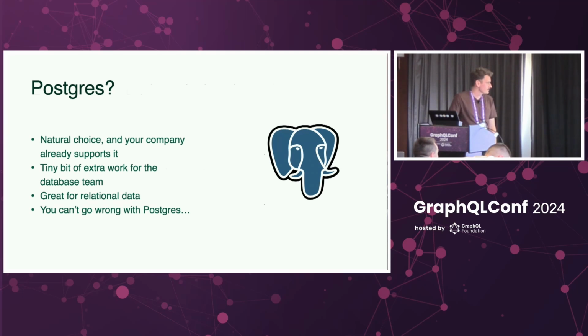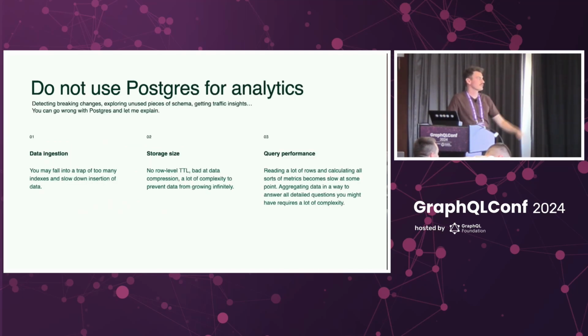Yes, but don't use Postgres for analytics. We've been there. We actually used Elasticsearch. It did not work. Why? First of all, with Postgres, you may fall into a trap of having indexes because it's a relational database. So then the insertion, especially if you have even like 50 million requests per month, or billions, ingesting so much data can actually flood your database.